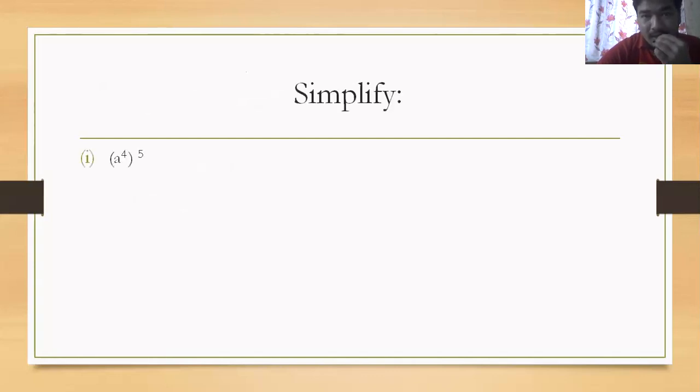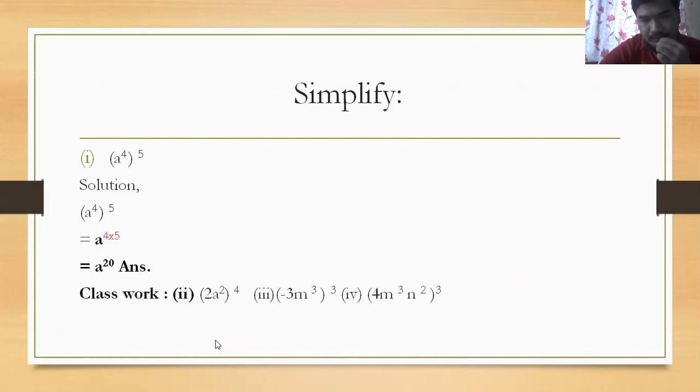Here in simplify, when a to the power 4 and whole power 5, in this case we have to multiply 4 and 5, then its answer will be a to the power 4 into 5, that means a to the power 20. Okay, similarly let's do other questions as your classwork, and please tell me the answer. Mitali, also please tell the answer. This one, these two questions solution. What will be the answer of this question number 1?